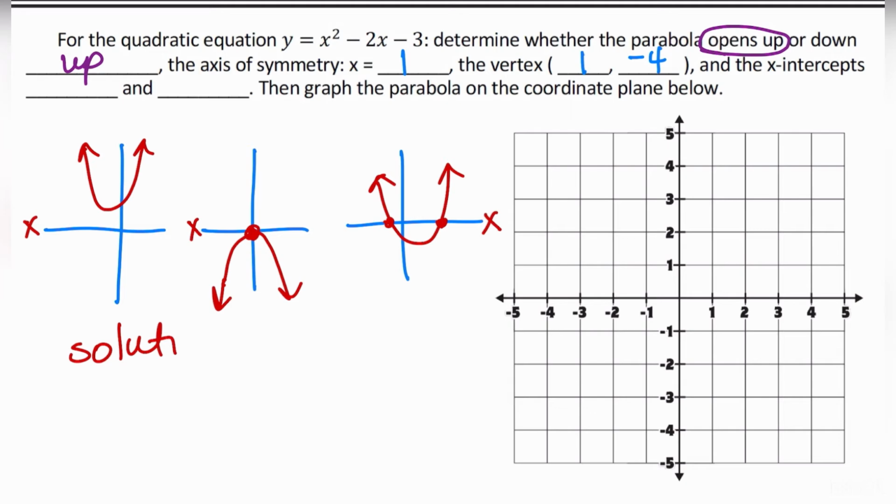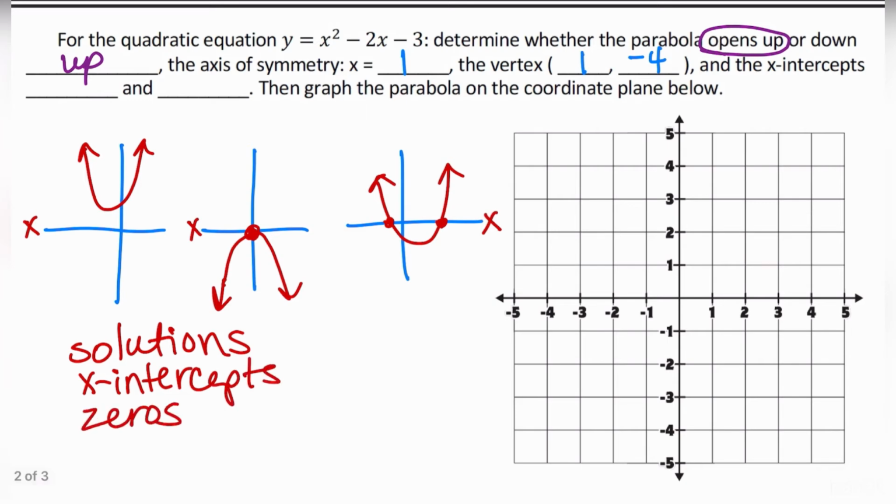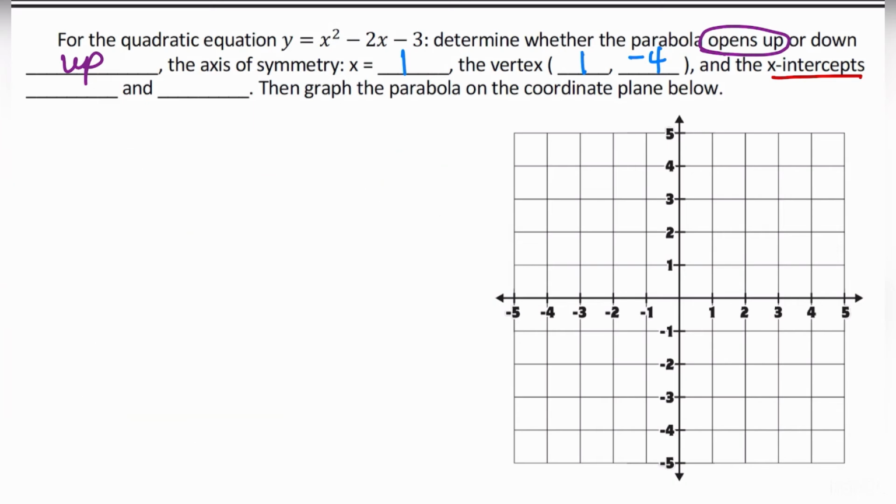Another word for solutions, when we're talking about parabolas, are your x-intercepts or your zeros, or sometimes they're also called your roots. So in this particular case, when they're asking me for my x-intercepts, they're trying to figure out what are the solutions to this problem. So to figure out the x-intercept, remember, we have to set y equal to 0. I'm going to take my equation, x squared minus 2x minus 3, and I'm going to set it equal to 0. In order to solve this, I have a few options.